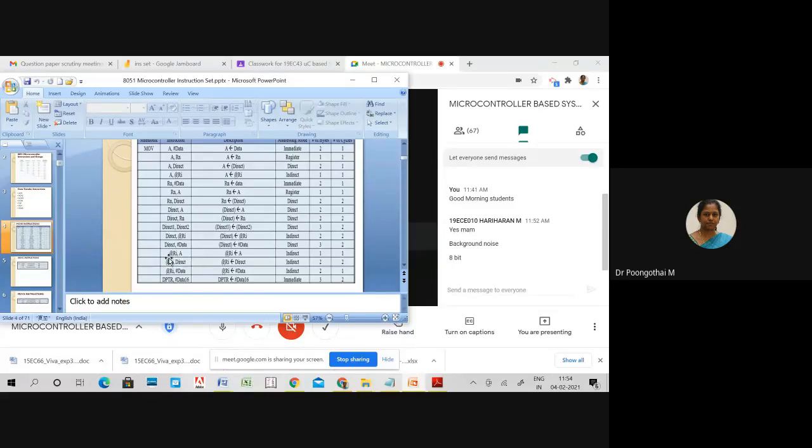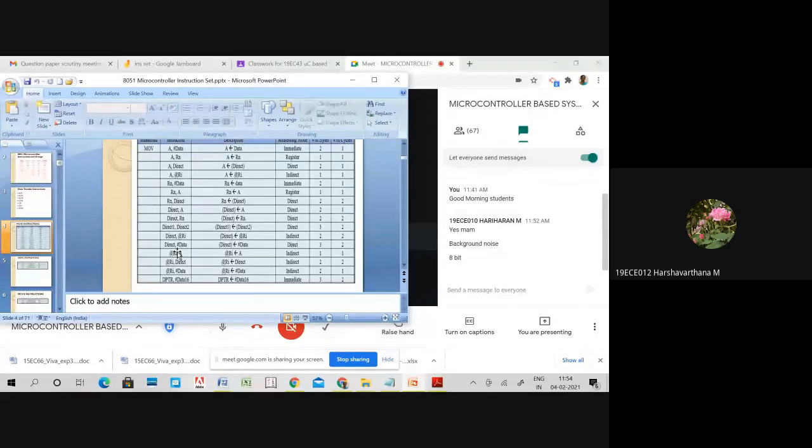Okay. So what is the next instruction? MOV @Ri comma A. Roll number 12. So what would be the answer? What would be the operation for this?